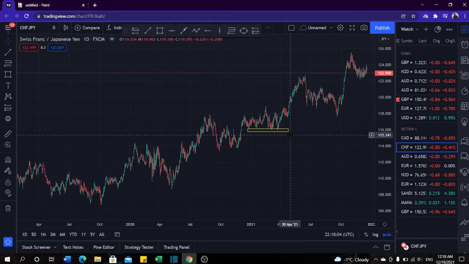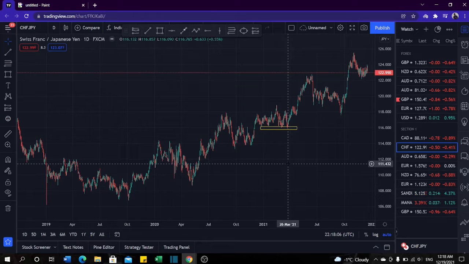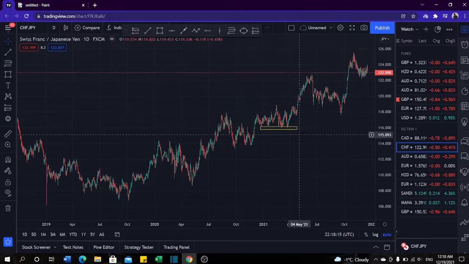So support is more of an area where price is supported and doesn't go below, and often bounces back to the upside, like as we can see in just a small area here. I'm going to show you other examples. Just hold on a second.